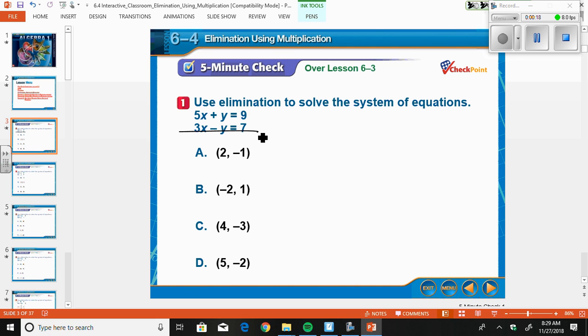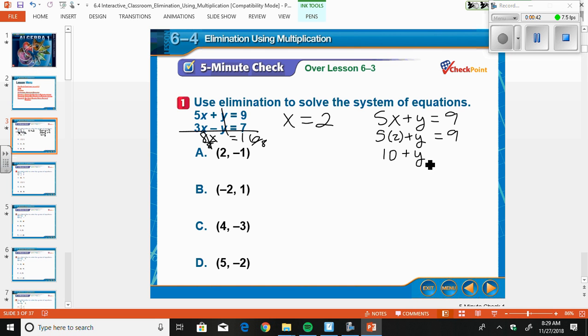So draw our line underneath. We can already see that y minus y goes away. We're left with 8x equals 9 plus 7 is 16. Divide both sides by 8, and we're left with x equals 2. Plug that into either one, it doesn't matter, I'll just do the top one. 5x plus y equals 9, so that's 5 times 2 plus y equals 9.